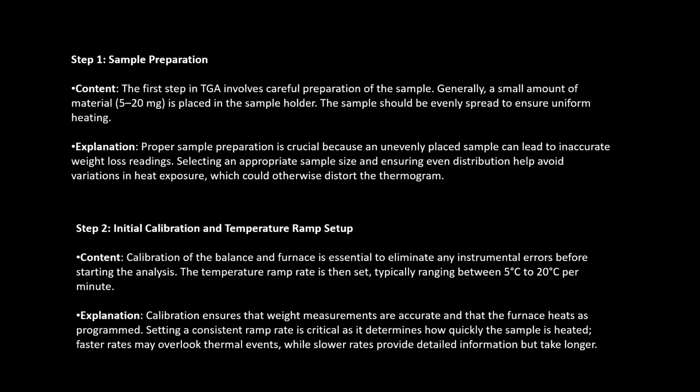Second step in the TGA is calibration and setting the temperature ramp rate. Before analysis begins, the balance and furnace must be calibrated to eliminate potential instrument error. The temperature ramp rate, generally between 5 to 20 degrees Celsius per minute, is then configured. Calibration ensures the accuracy of weight readings and that the furnace operates as intended. The ramp rate significantly impacts the analysis. A higher rate may miss critical thermal events, while a lower rate offers more detailed data but requires more time.